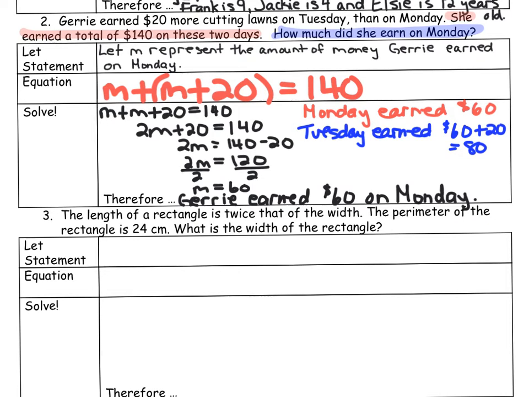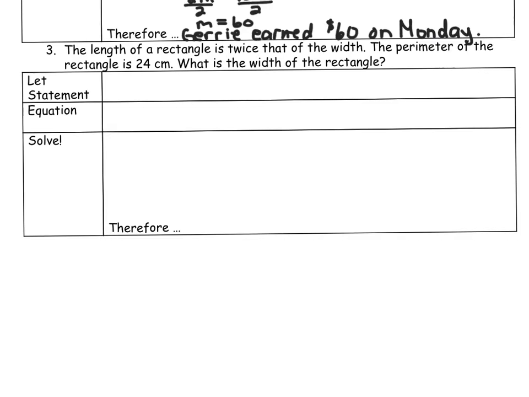But when I go to answer the question in the therefore statement, I only have to answer what the question asked me to answer. So please make sure that you go back and check what the question asked you to answer, right? So go back up to the question and check to see what you need to put in your therefore statement. So next question.